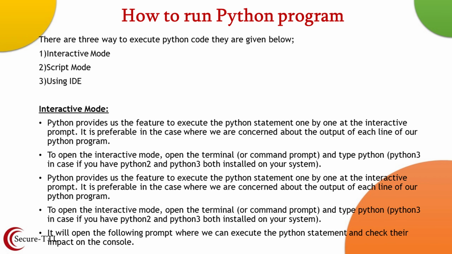The first one is interactive mode, the second one is script mode, and the third one is the IDE method. So what is interactive mode, and when to use it? Basically, when you want to test your program line by line and see the data of each line one by one. So let me go to the desktop and we'll see how it looks.